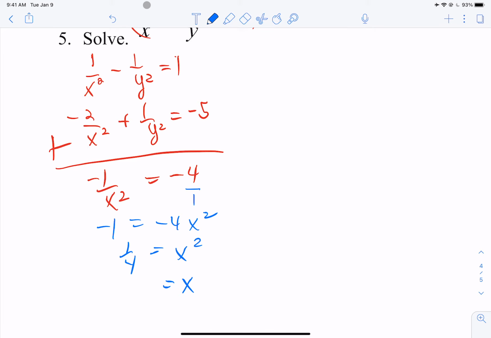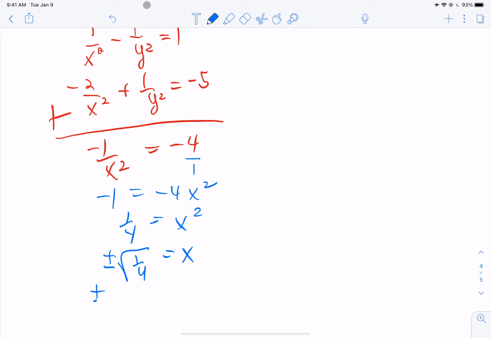What do you got to remember if you're inflicting the square root? Got to put that plus or minus in there. So this is plus or minus the square root of 1/4. Now, to square root a fraction, just square root the top and square root the bottom. So the square root of 1 is 1. The square root of 4 is 2.